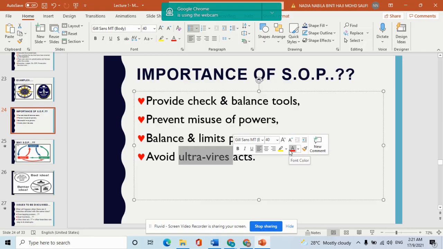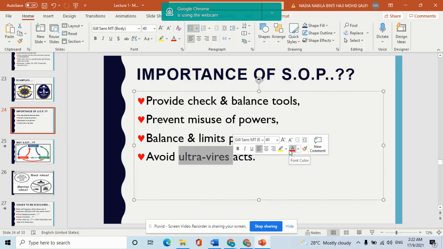Okay, so ultra vires in literal meaning means beyond. Beyond what is provided to you. Beyond actions, or lack of actions, provided to you under the act itself.